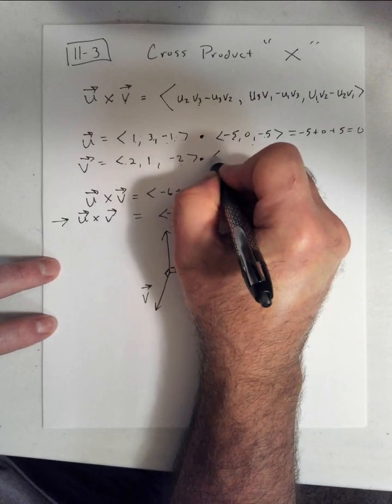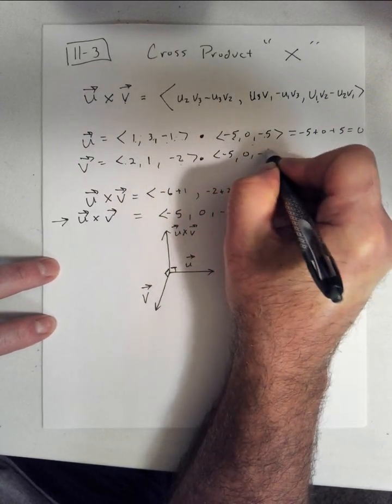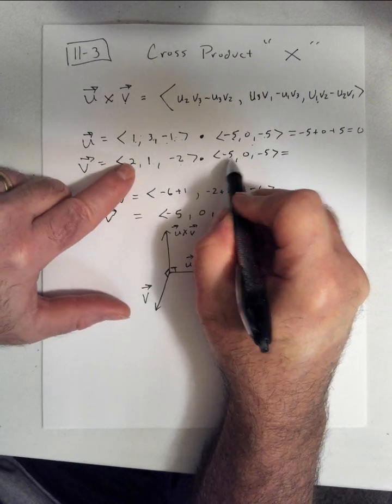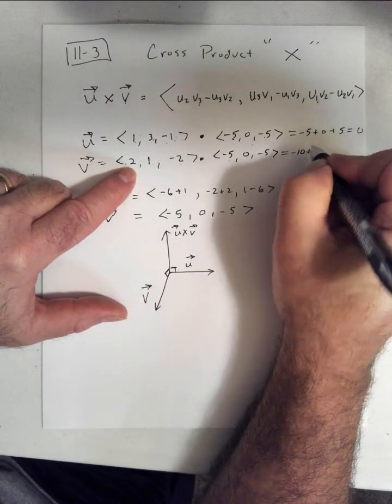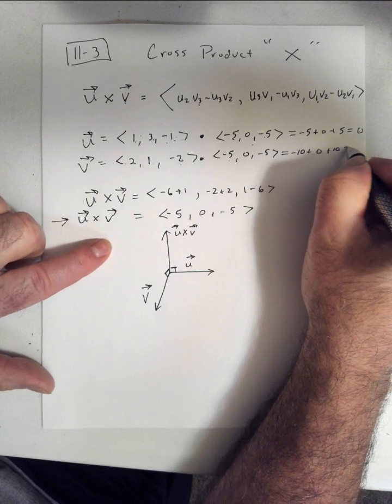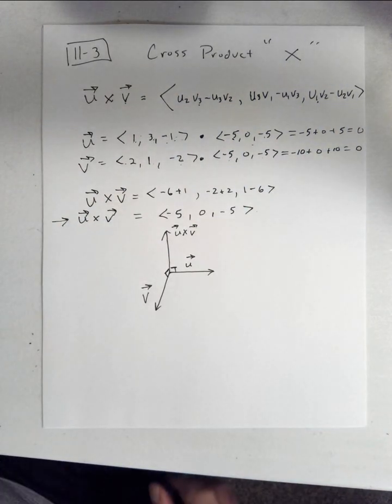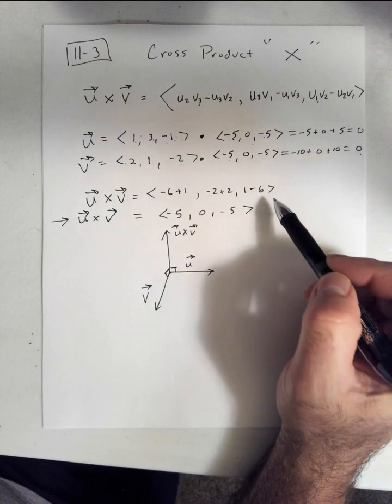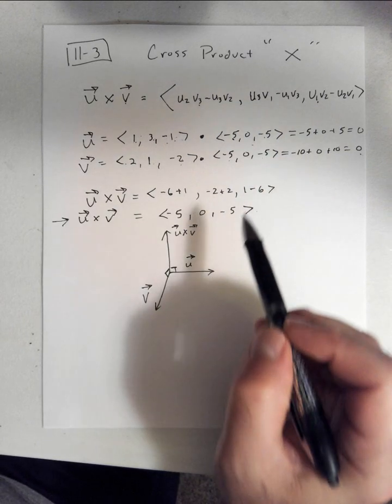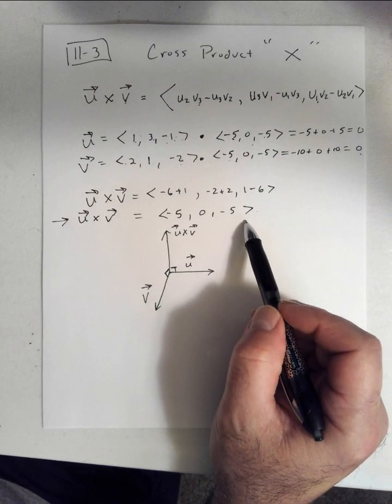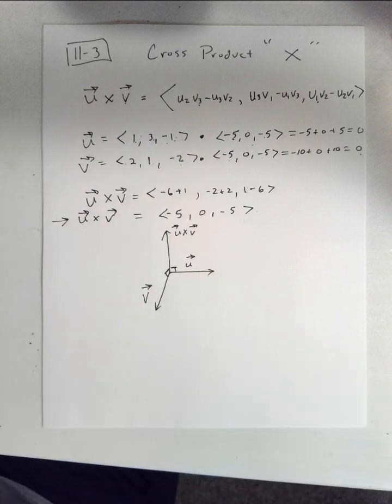We do the same thing here with v. So we get negative 10 plus 0 plus 10, also 0. So again, the significance of the cross product is another vector. Remember, dot products give you numbers, cross product gives you a vector. And that vector, or any scalar of that vector, will create a third vector that's perpendicular to both the other two.